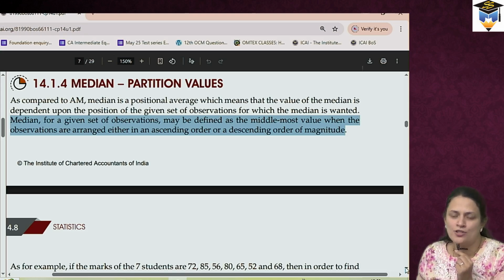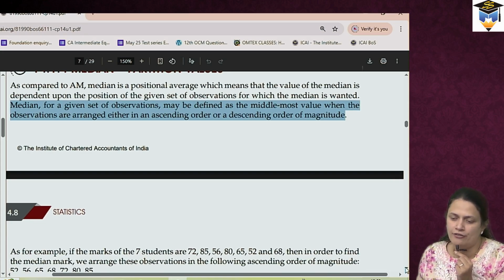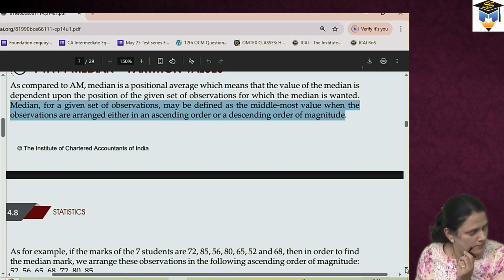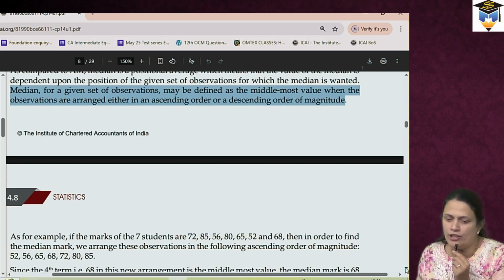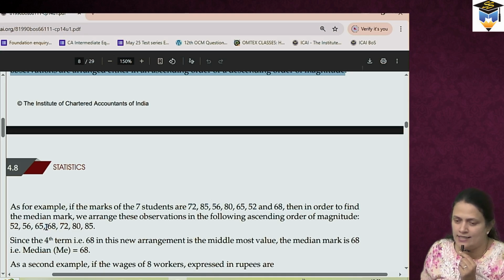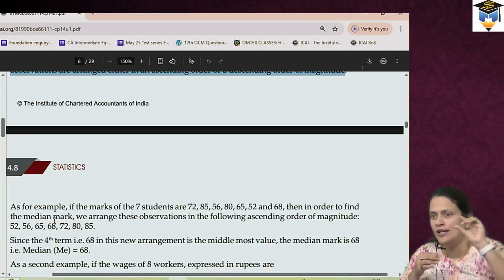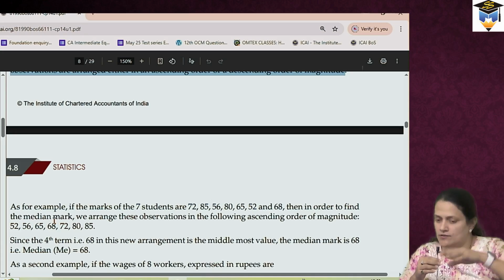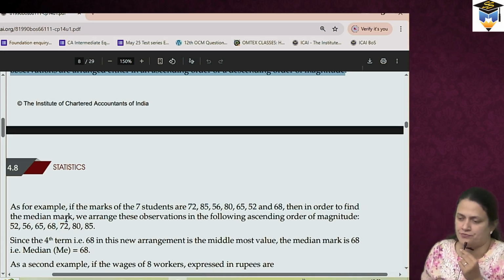The marks of 7 students are given to us as 72, 85, 56, 80, 65, 52 and 68. In order to find out the median, they have arranged all this in ascending order. So 52 is the first one, 56, 65, 68, 72, 80 and 85. So the fourth term, that is 68, is the mid value. That is nothing but our median. They arranged the observations in ascending order and took the middlemost value, which comes out to be 68. Have you understood how to find out median?